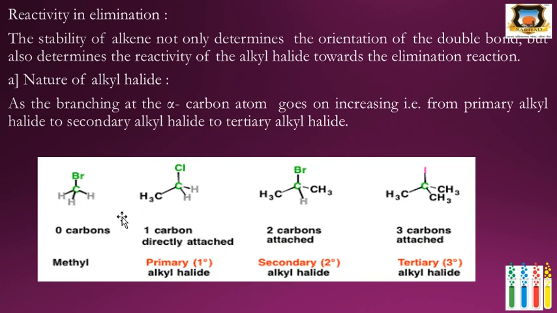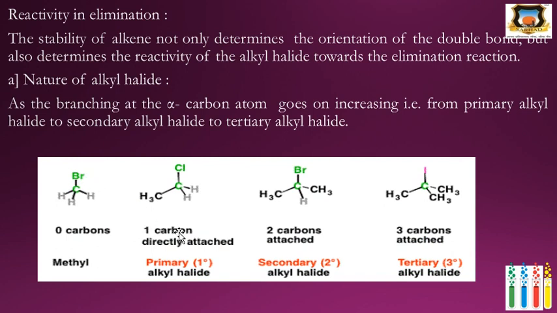Then reactivity in elimination. The stability of alkene not only determines the orientation of double bonds but also determines the reactivity of alkyl halides towards the elimination reaction. Then the nature of alkyl halide. As the branching at alpha carbon goes on increasing from primary alkyl halide to secondary and to the tertiary alkyl halide, the reactivity increases.